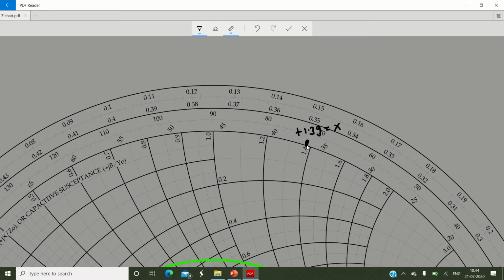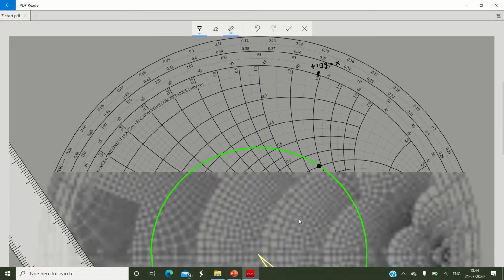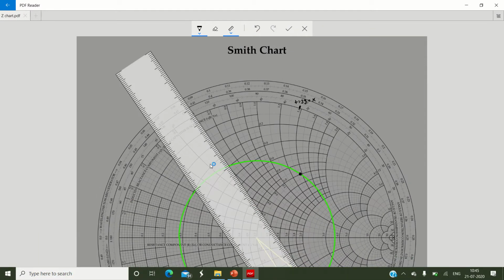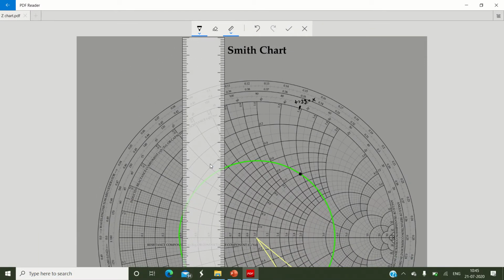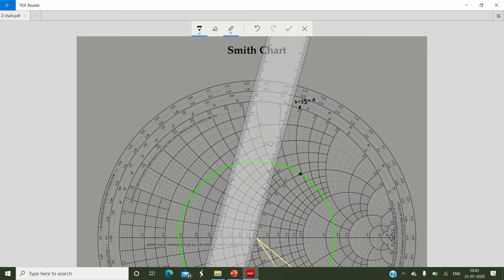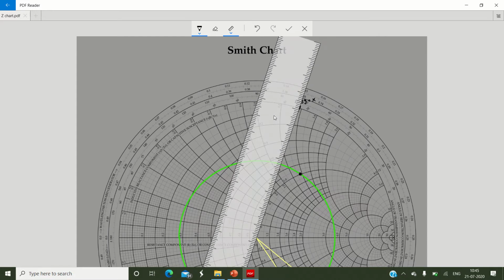This point, which is representing only reactance, needs to be matched with the center of the Smith chart with a straight line. So what you do now is again take your scale and join the center of your Smith chart with this reactance point of 1.39, in this way, approximately, and extend the line to the external periphery of the Smith chart with a straight line.